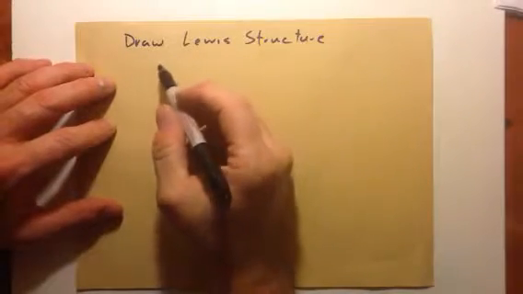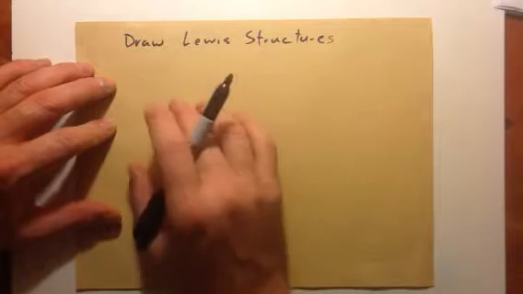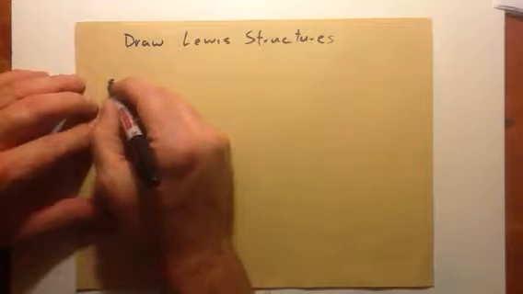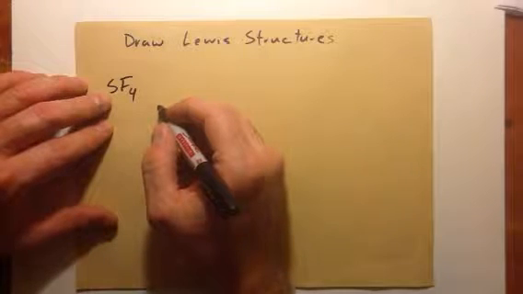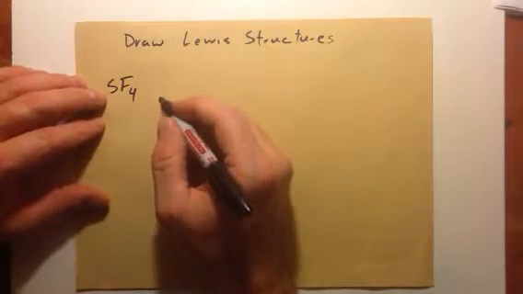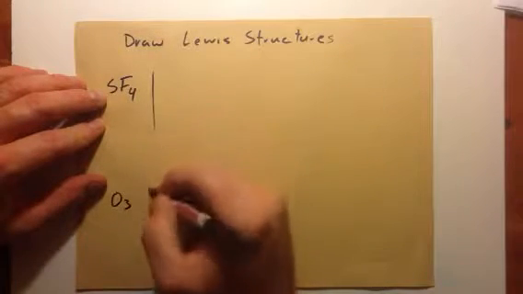This is a short video showing how to draw Lewis structures using a system or series of steps. Let's take SF4 for example and figure out how to draw a valid Lewis structure. We'll also do the same thing for ozone, and we're going to do it in steps.